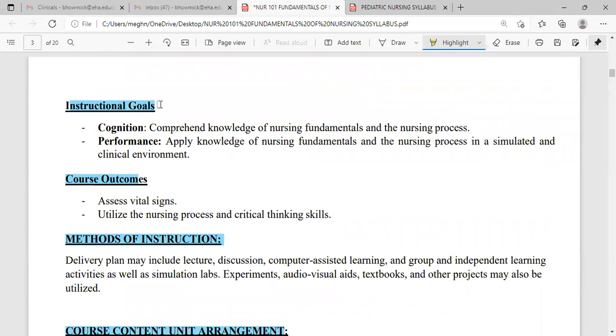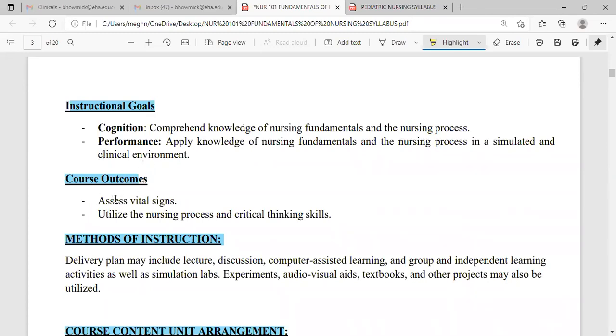What are the instruction goals? It is cognition and performance. Cognition means comprehensive knowledge of nursing fundamentals and the nursing process. Apply the knowledge of nursing fundamentals and the nursing process in simulated and also clinical environments.